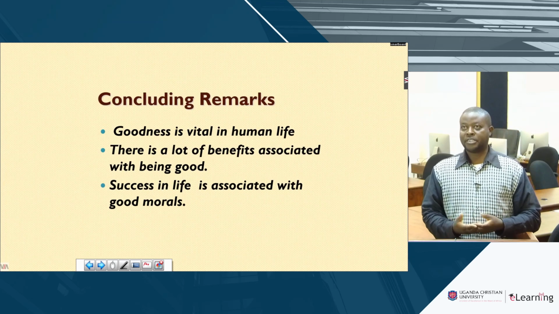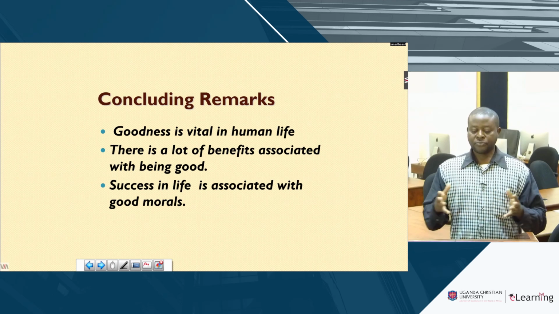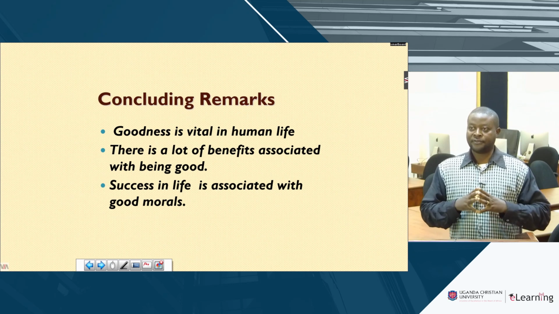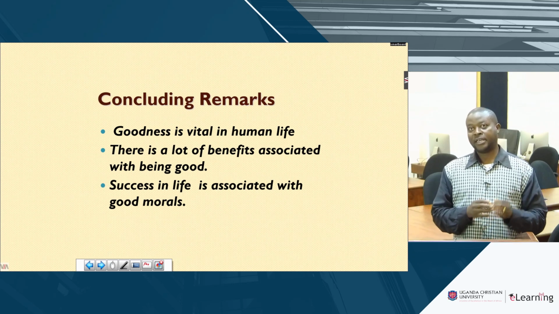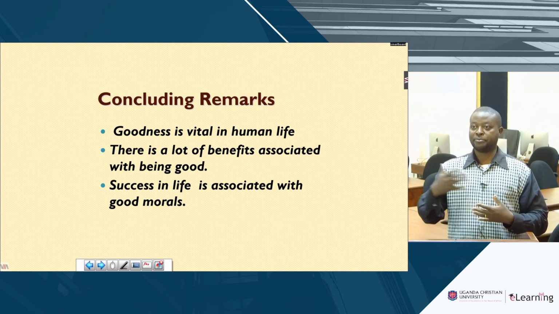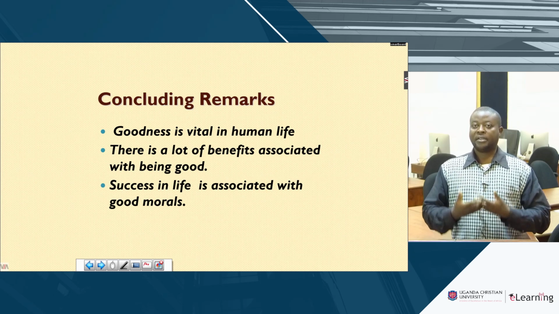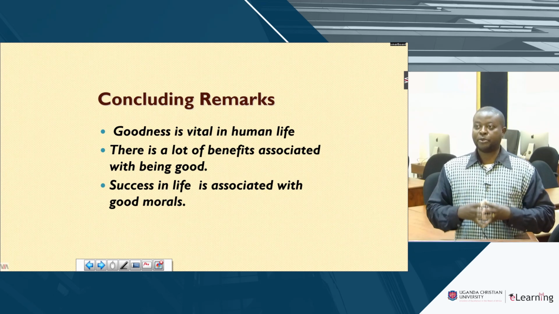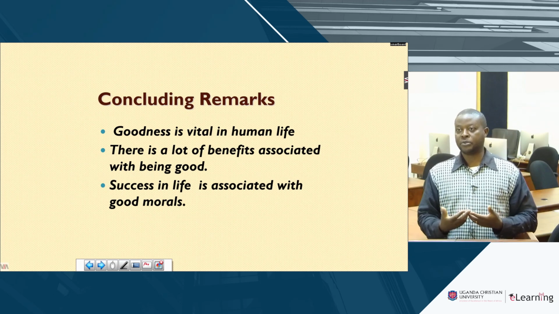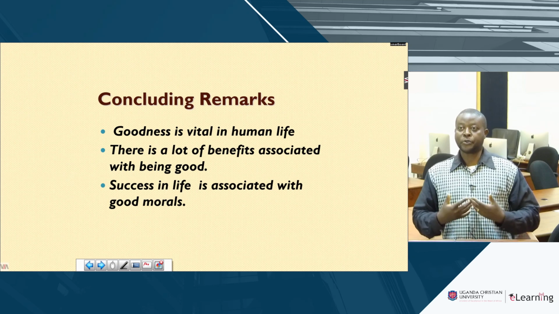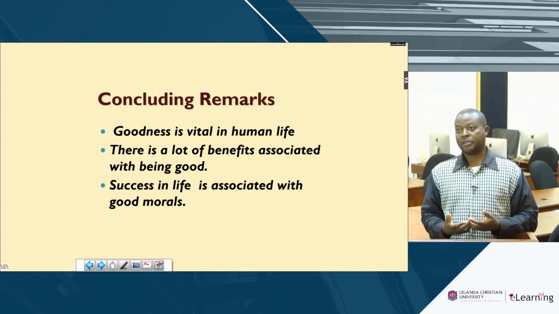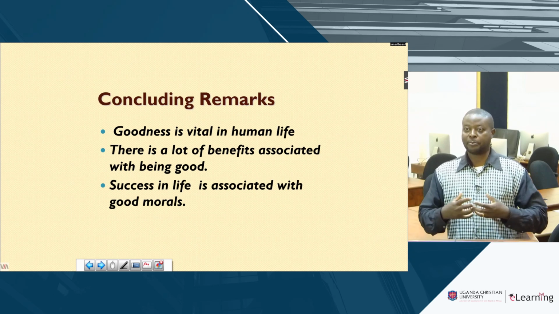I would like to conclude this discussion by emphasizing that goodness is very, very important in human life. Whether you are training as a lawyer or as a medical doctor, as a journalist, as a businessman, as a social worker, consider goodness as a very important aspect in human life. And there is a lot of benefit associated with being good. In fact, some scholars have even asserted that it appears as if good things go to good people. So it is not a loss to always uphold goodness.